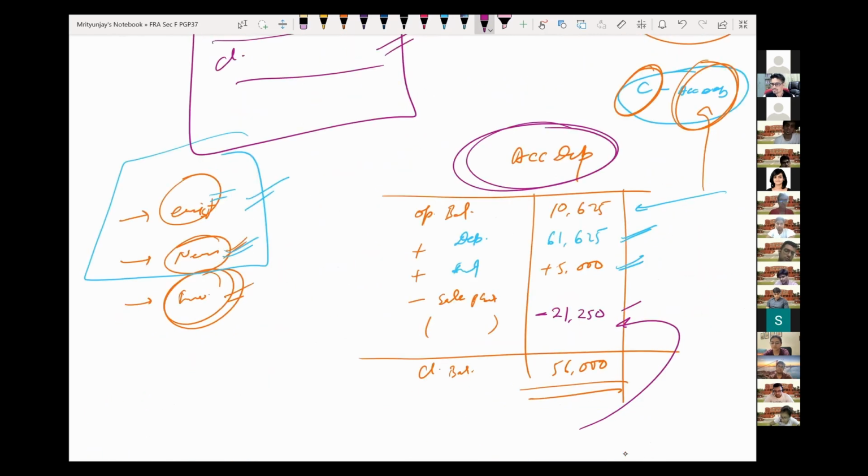ठीक है, समझ में आ गया? मजा आ रहा है? जिसका पजल खेल लिया?